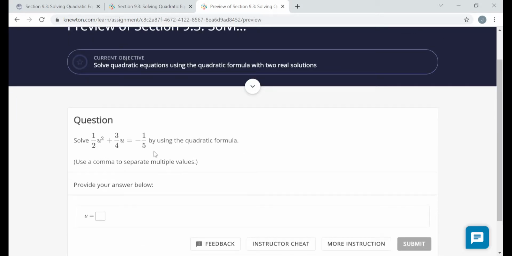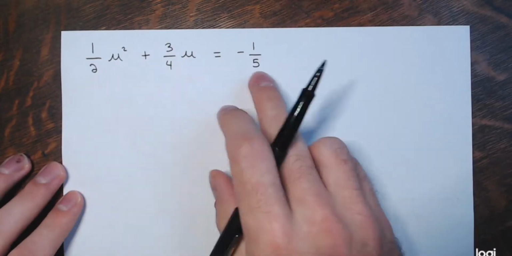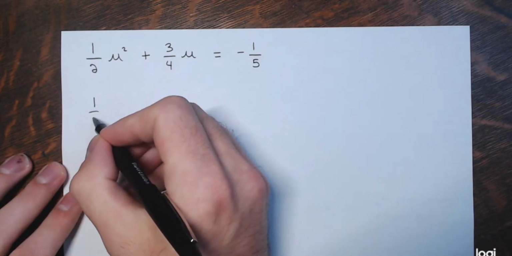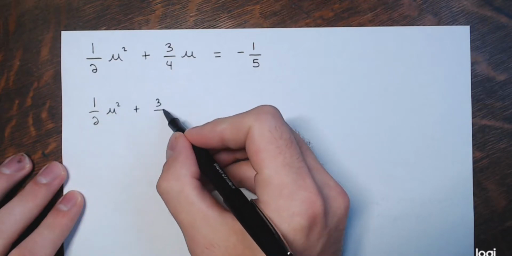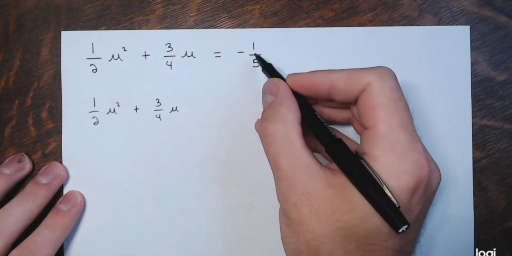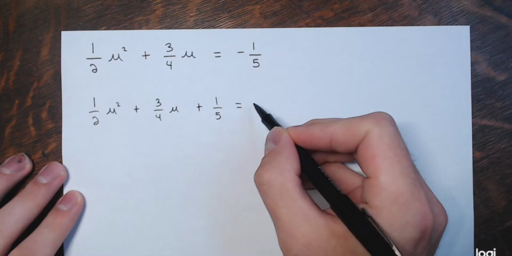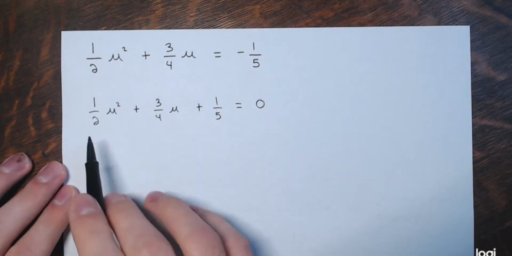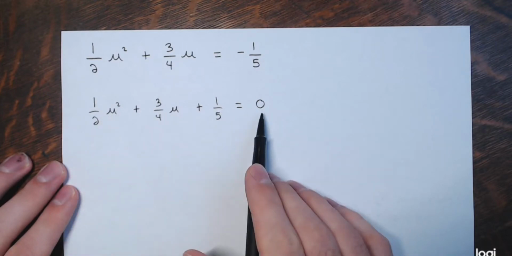All right, so once again, I'll write this out and we'll do it on some paper. So this equation is not in standard form. So I would have to add 1/5, right? So we have 1/2 u squared plus 3/4 u, and then plus 1/5 equals 0. Now it's in standard form. Everything on one side, 0 on the other.